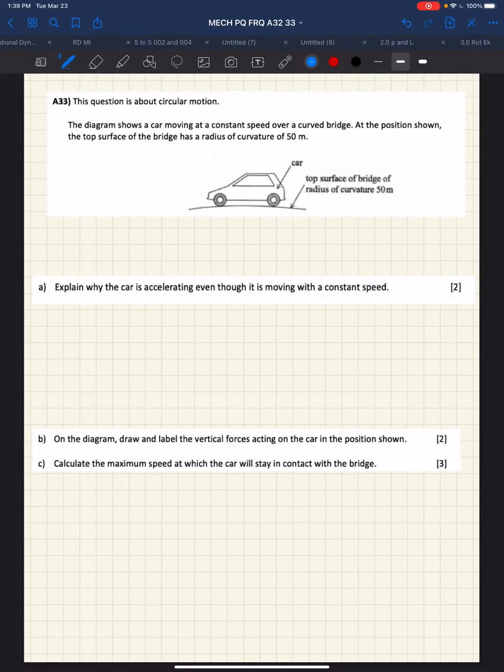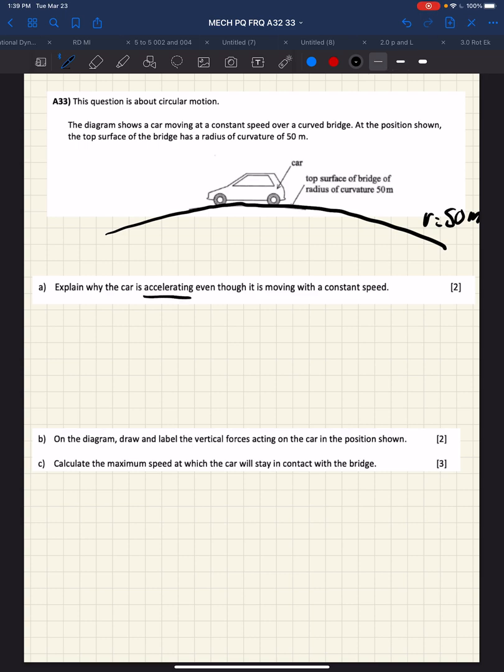We have a car moving at constant speed over a curved bridge. And that curved bridge is here like this. Position shown, the car has a radius of curvature of 50 meters. So R equals 50 meters. Why is the car accelerating even though it's traveling at constant speed?